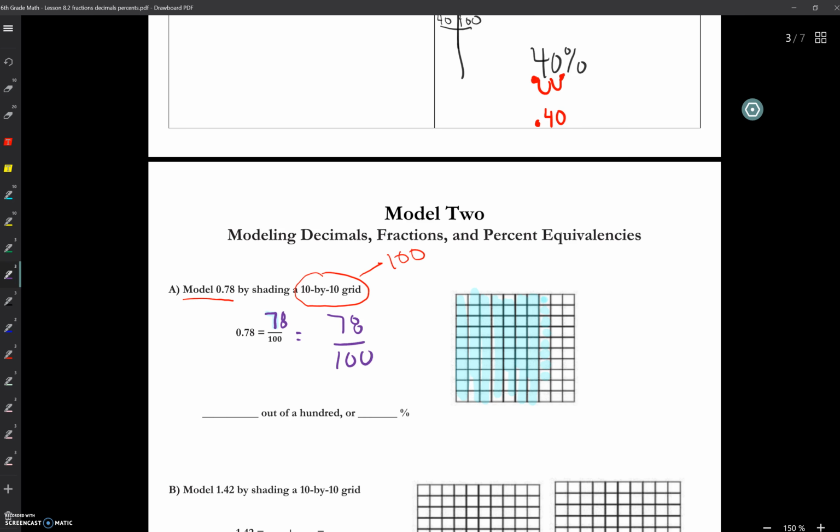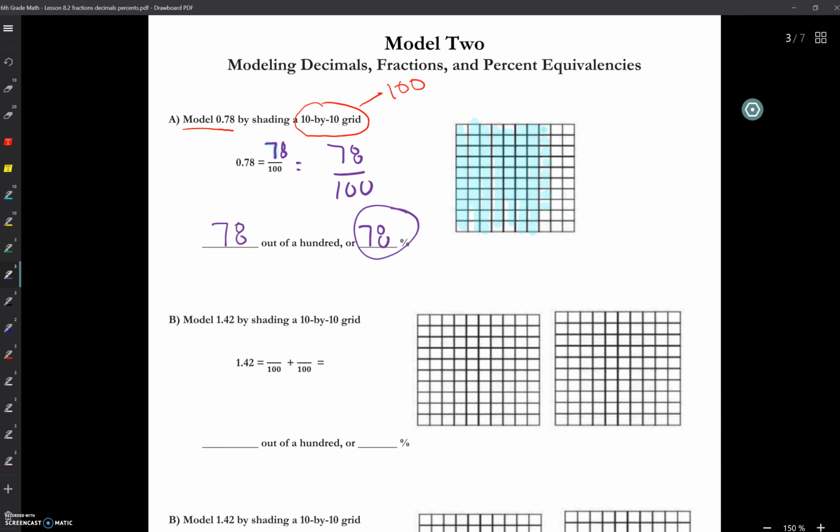And what this means is 78 out of 100, or 78%. Okay? How am I going to model 1.42 by shading in a 10 by 10 grid? Now, if it's 1.42, this first number is going to be 1. So that means I'm going to shade in one whole square, because the first number is all shaded in.